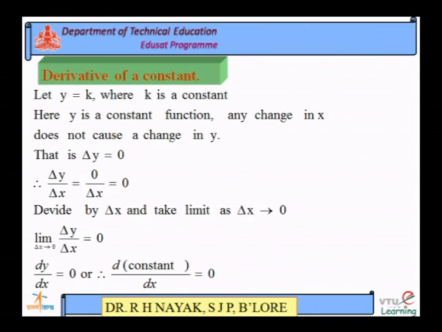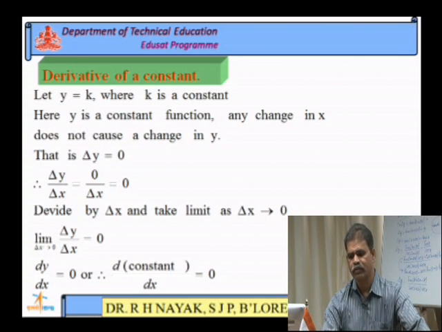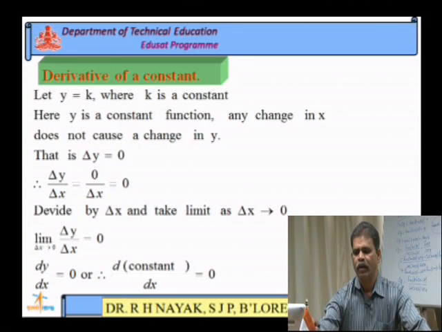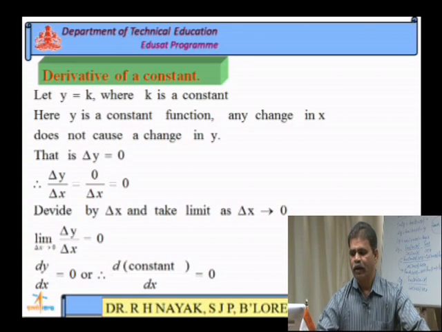You look at the next slide. I have taken it for a constant. You can take it as a function, or you can also take it as a constant. Derivative of a constant. What is k? K is a constant. Here y is a constant function. Therefore, if there is a change in x, there will be no change in y, because there is no x term at all. See, y is equal to k only.